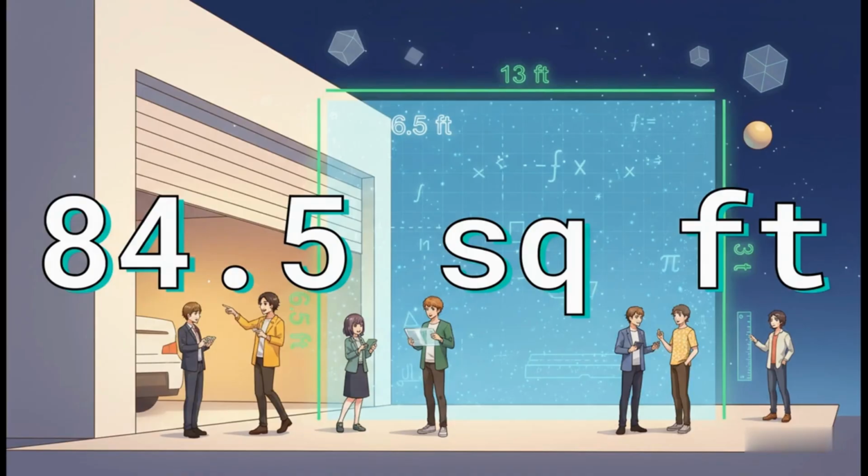For this kind of three-sided pen, you get the most area when the long side is exactly double the length of the short sides. By using our tools, we find the perfect dimensions. The side along the garage should be 13 feet, and the two sides coming off of it should each be 6.5 feet. That gives us a maximum area of 84.5 square feet. That right there is optimization in action.